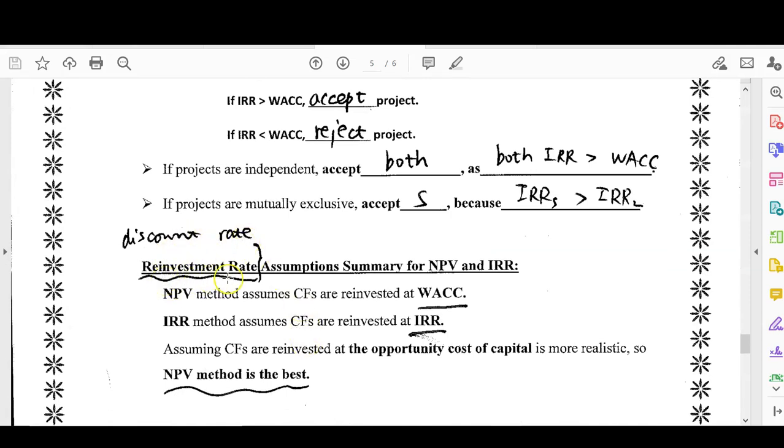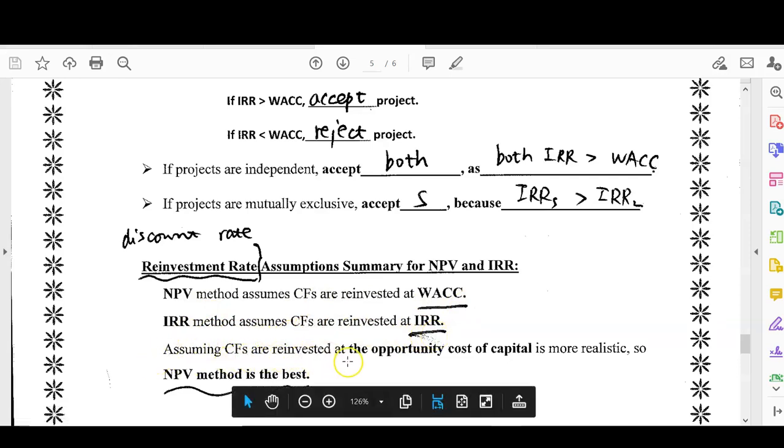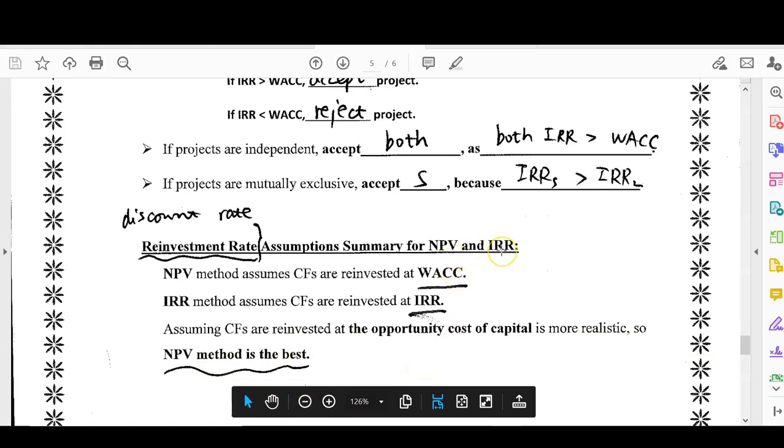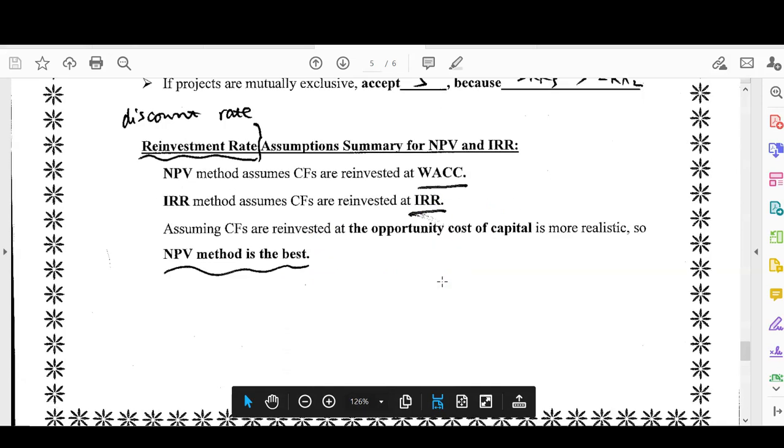Discount rate or reinvestment rate assumption summary for NPV and IRR. NPV assumes cash flows are reinvested at WACC. IRR assumes cash flows are reinvested at IRR. Assuming cash flows are reinvested at the opportunity cost of capital is more realistic. So NPV is the best. Okay, so if we compare NPV and IRR, we think NPV is a better measure than IRR because the cost of capital we use, which is WACC, is more realistic.